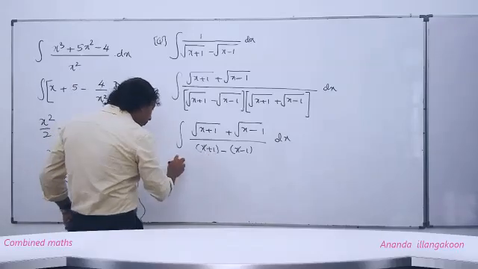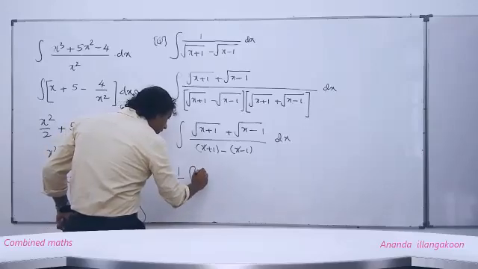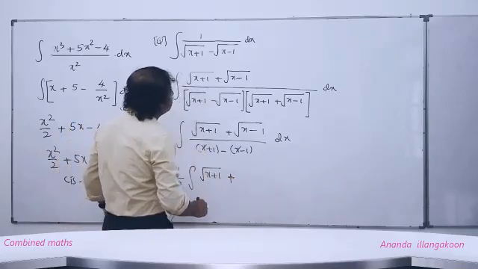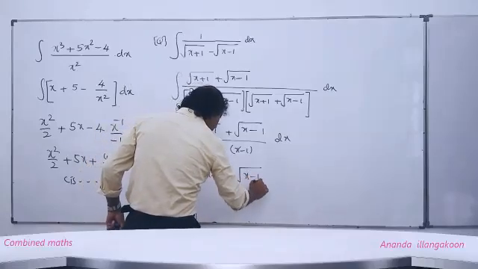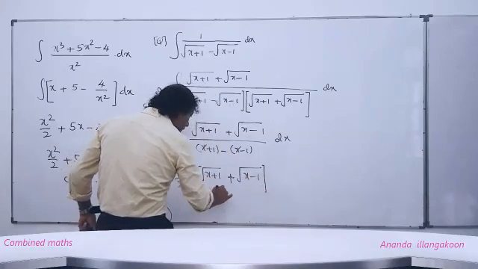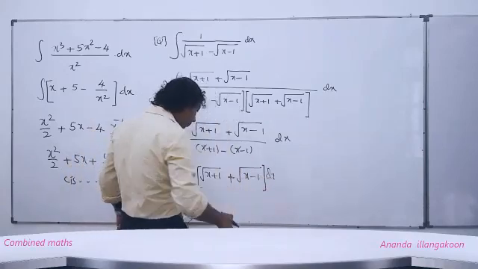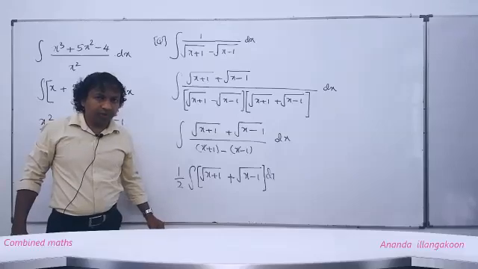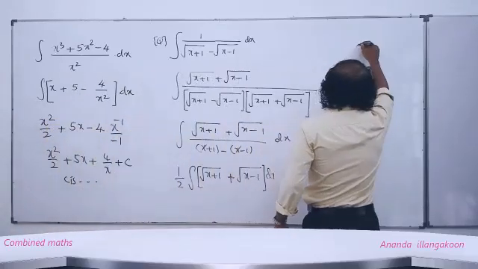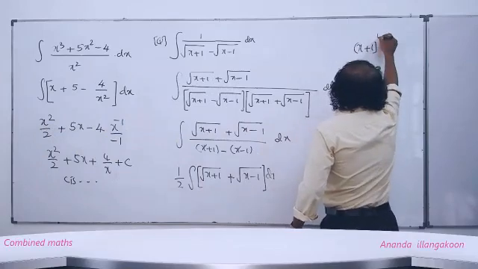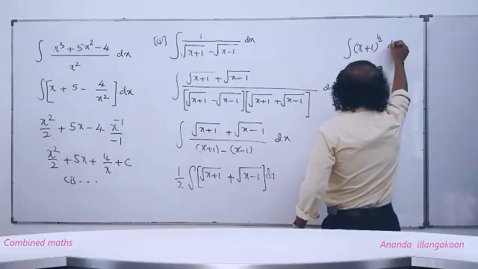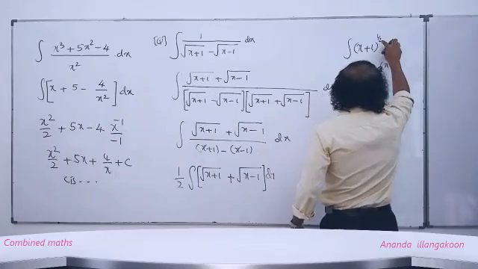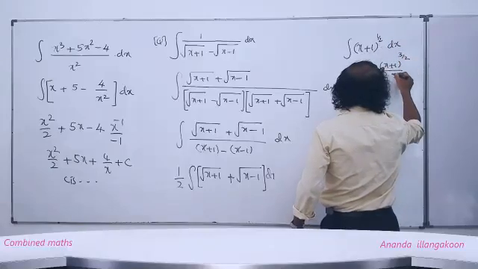That 2 you can take out from this integral sign. Then we have root of (x plus 1) minus root of (x minus 1). Now this is the one we have to integrate. You know this root of (x plus 1) means power half. Then this (x plus 1) to the power half we have to integrate with respect to x. Then this is a linear function. Add 1 to this power and divide by the new power. Half plus 1 means 1 and half, 3 by 2, divided by 3 by 2.